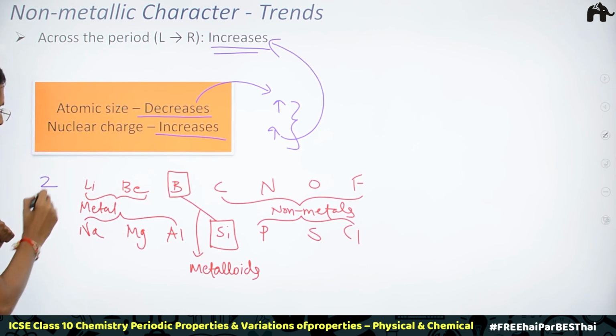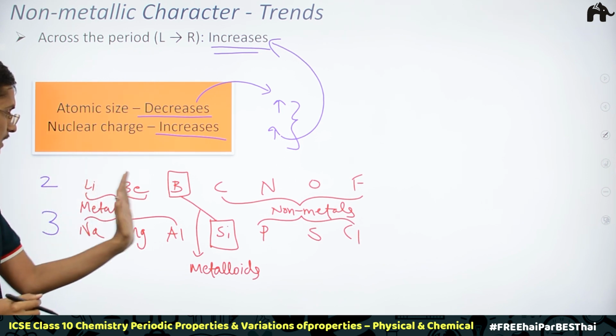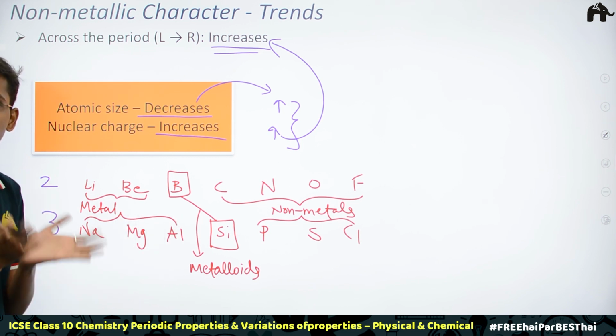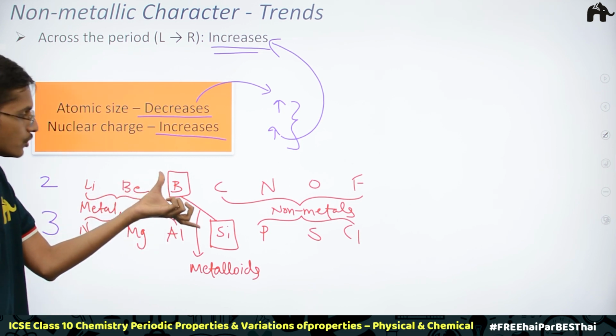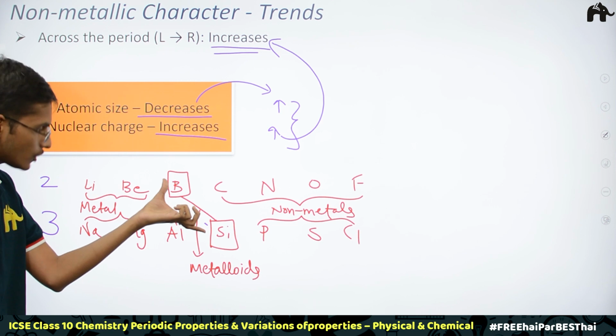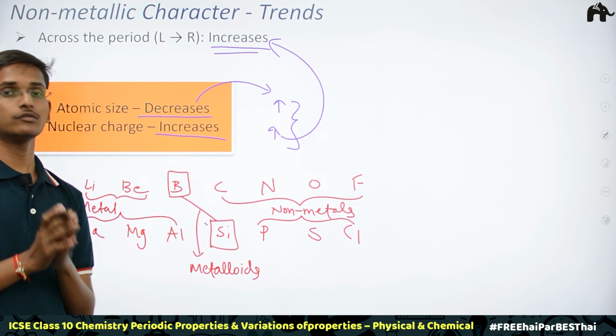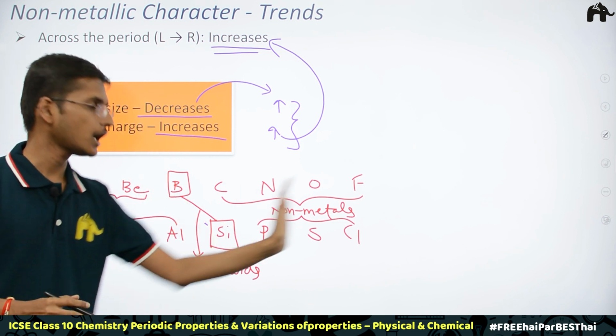These are the second period elements. These are the third period elements. What we see? We already know that lithium, beryllium are metals. Sodium, magnesium, aluminum are metals. We have already studied in the periodic table. Then boron, silicon, these are metalloids. And then after the metalloids, I have already told you, whatever would be the case, they all are non-metals.